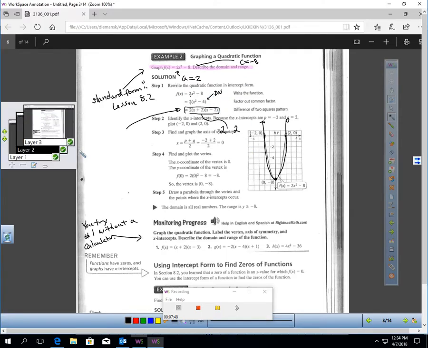Okay? Why don't you pause the video right now? I would like you to try number 1. Try this without a calculator, because if you just plug it in, it doesn't tell me you really understand anything about intercept form. Try graphing this without a calculator. It's written in intercept form as you see it.